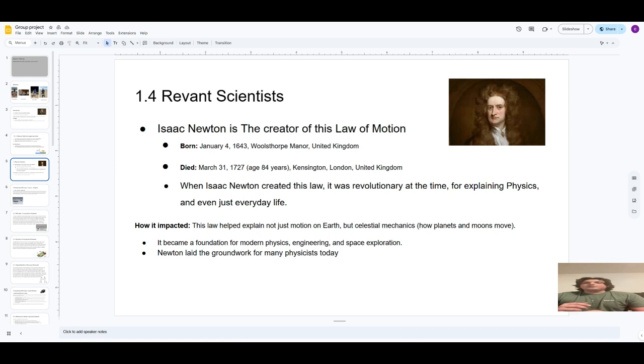So we're going to start off with 1.4, relative scientist. Isaac Newton is the creator of this law of motion. He was born January 4th, 1643 in the United Kingdom. He died March 31st, 1727 in the United Kingdom.